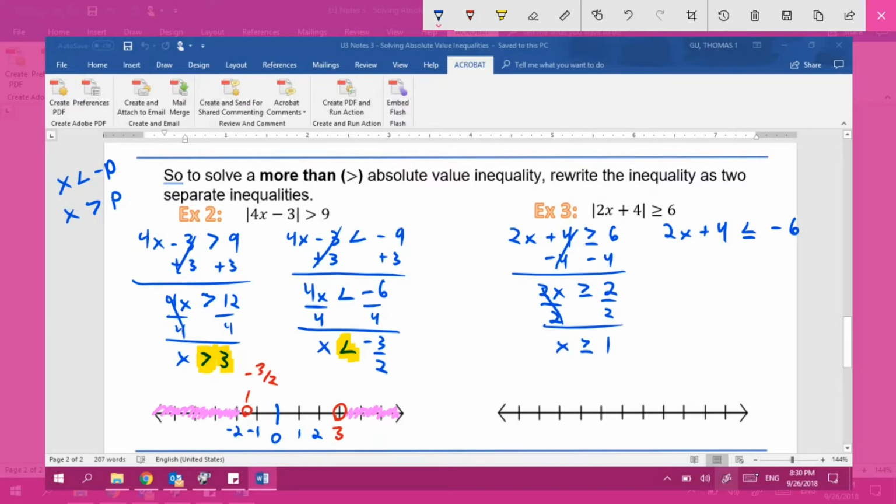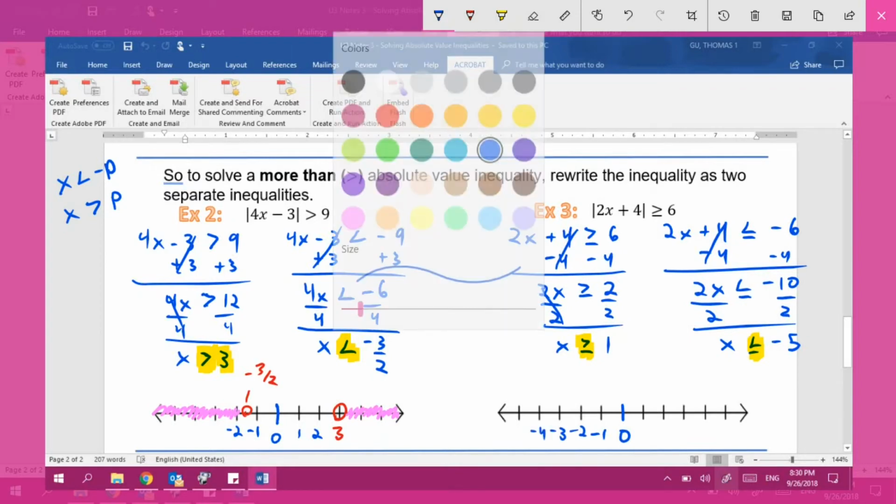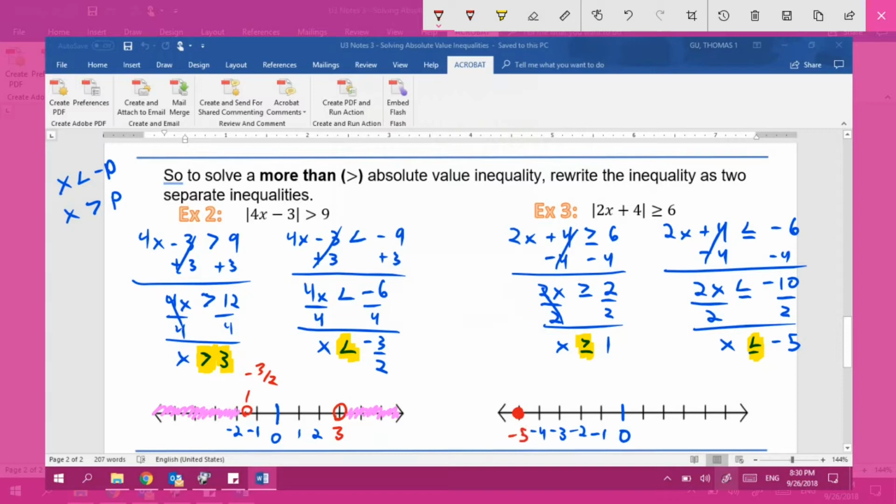On the other side over here, minus 4 from both sides. That means 2x is less than or equal to negative 6 minus 4, which is negative 10. And then divide both sides by 2. And x is less than or equal to negative 5. So now let's graph. We can see that we're using greater than or equal to and less than or equal to. So our solid circles are what we use. So let's put our numbers: 0 right here, negative 1, negative 2, negative 3, negative 4, and negative 5 is one of my points. And then in the other direction, we've got just 1, and that's my point right there.